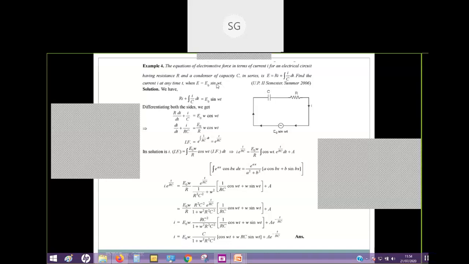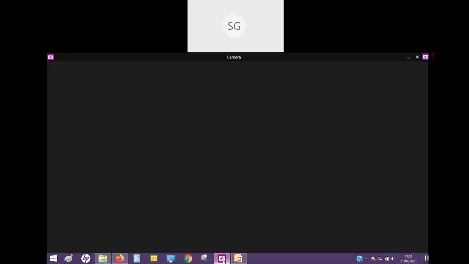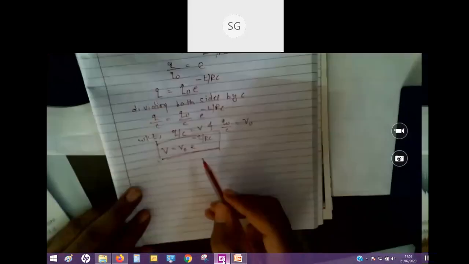Since sine omega t is there, the formula which we are going to use will be changing, and due to this formula, the solution will be somewhat linear. But don't worry, we will solve this. We'll again go to the notebook and pen.